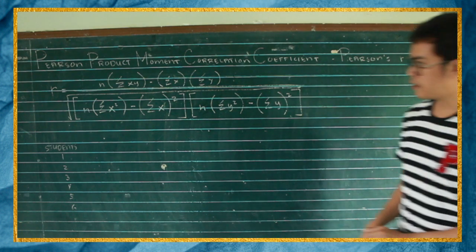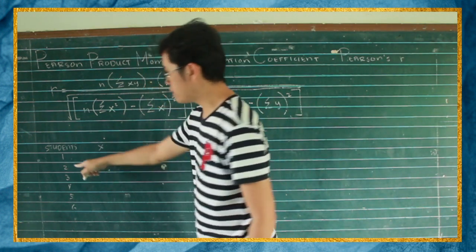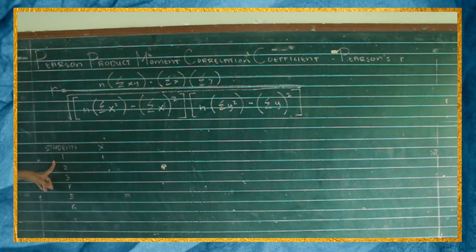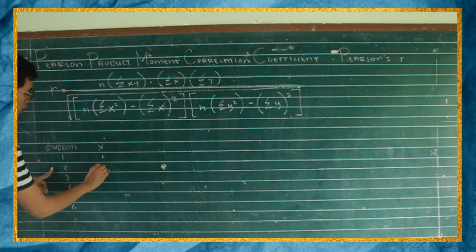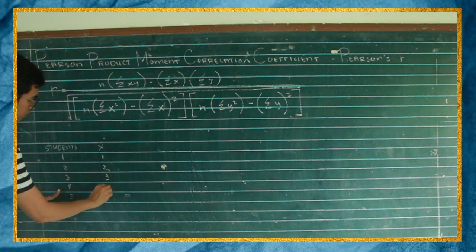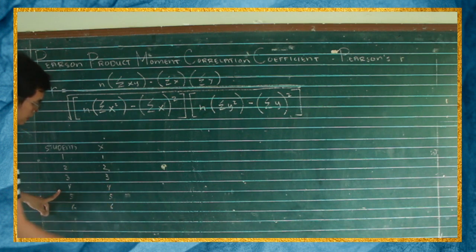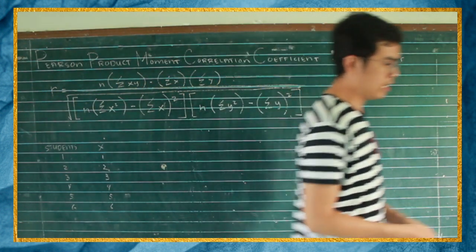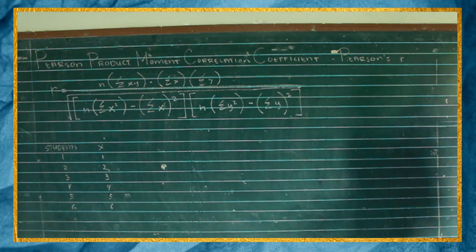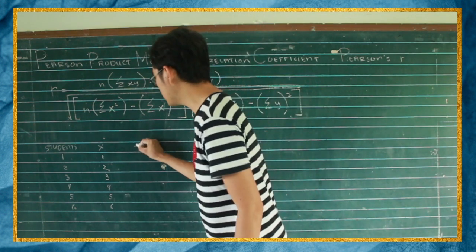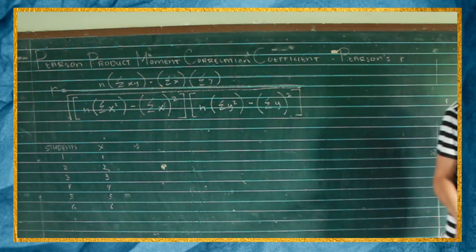So lumabas, halimbawa sa student 1, mag-aaral siya ng isang oras. Student 2, dalawang oras. Student 3, tatlo. Student 4, 5 and 6. So magkaibang oras or magkaibang yung number of hours na i-spend nila sa pag-aaral. Pero lumabas na ang result ng test nila ay syempre magkaiba rin.